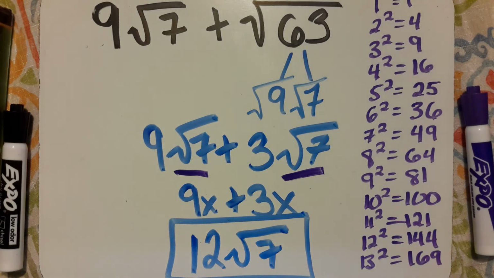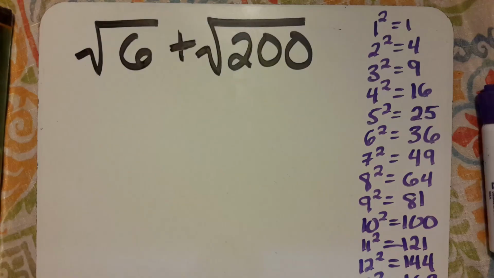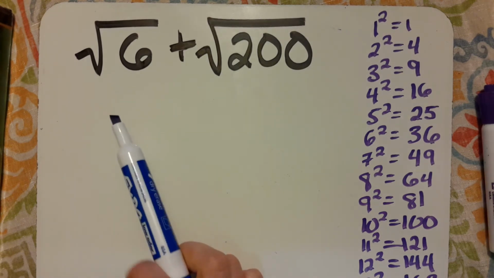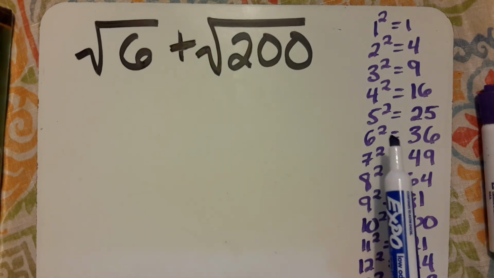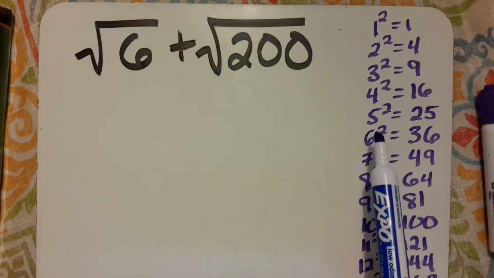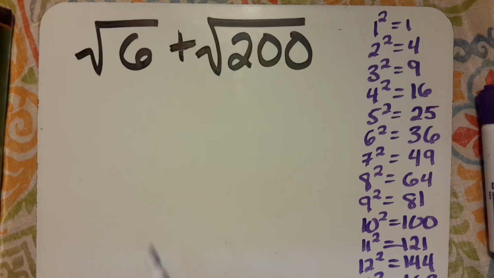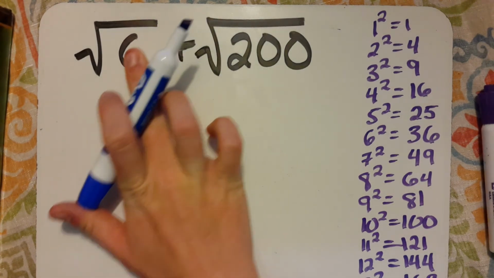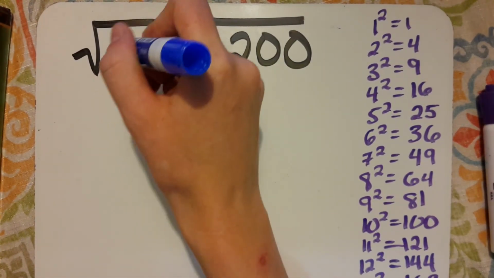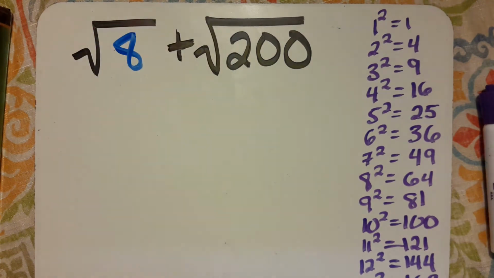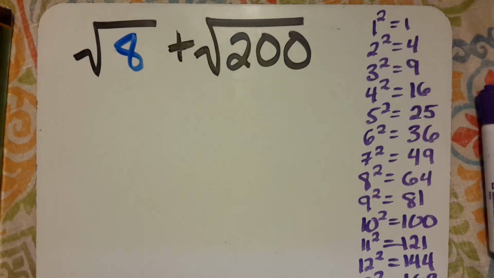Let's do a slightly more complicated one. So here's a second example. And again, what I'm going to try to do is break down each radical individually. So I look at the 6 and I say, okay, what divides into 6? The biggest number to choose from here on the right. And you know what, guys? I made a bad example. Let me try again. Let's try 8. Okay, try this one instead.